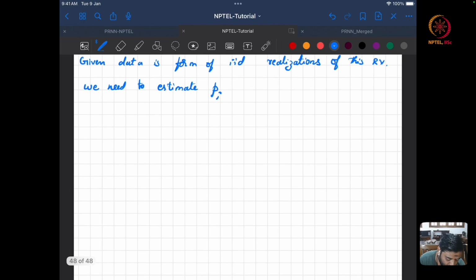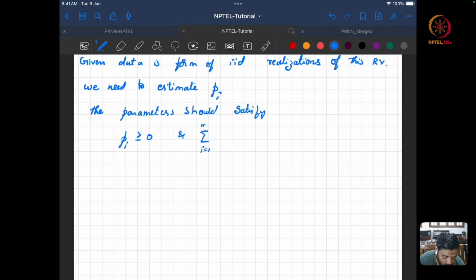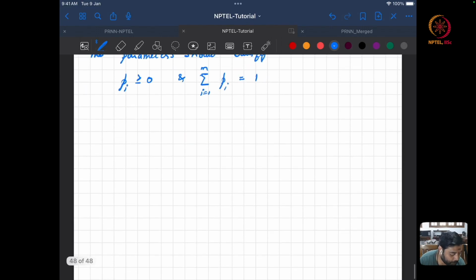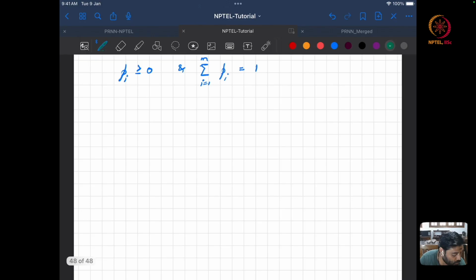Now, not only that, the parameters should satisfy conditions. You cannot have any random values. The parameters should satisfy conditions like pi should be greater than or equal to 0 for all cases. And then, if you sum over i equal to 1 to m, that will be 1. Okay, that also needs to be taken into consideration.